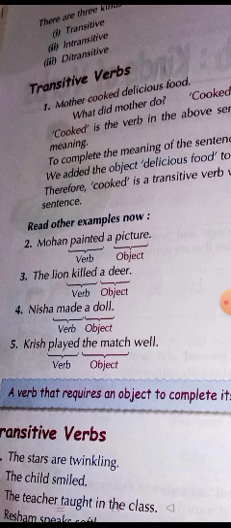In the second sentence, the lion killed a deer, means the lion killed something which can be touched, a deer. So it is our object in this sentence. Nisha made a doll. So Nisha definitely made a doll with a pencil, or she has made a doll with cotton, or with a sock, or with wool. So here the object can be touched by us. So this is called the transitive verb in the sentences. Whenever a sentence requires an object to complete its sense, it is called a transitive verb.